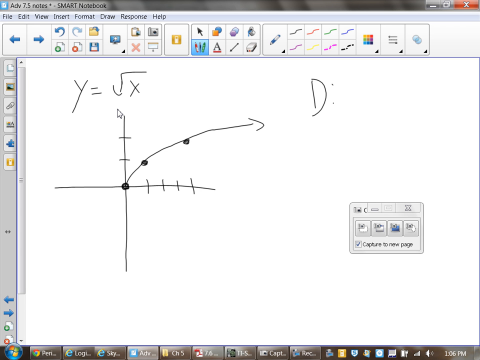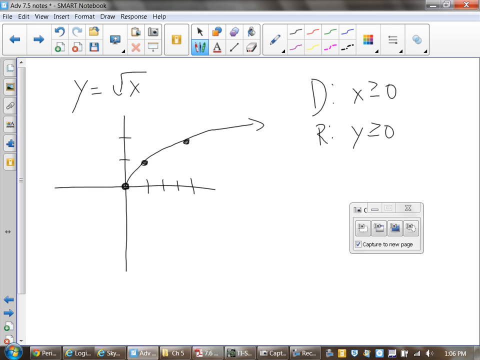So in this example, what are my values of domain? What is the smallest value of x here? Can it be anything less than 0? No. Can it be 0? Yes. So my domain is going to be x is greater than or equal to 0. What about range? In this case, it's the exact same thing. The range, the y values, is going to be greater than or equal to 0. All right?